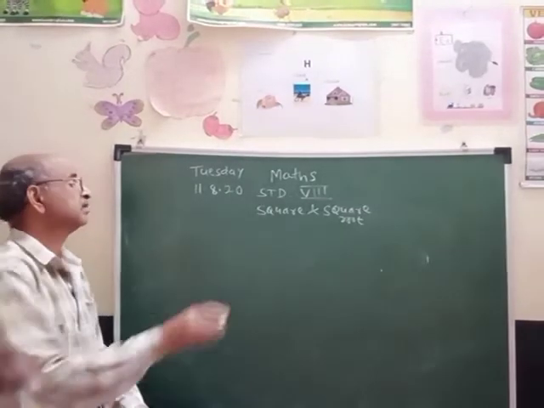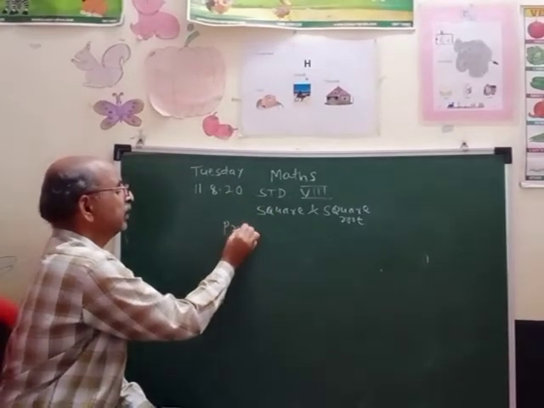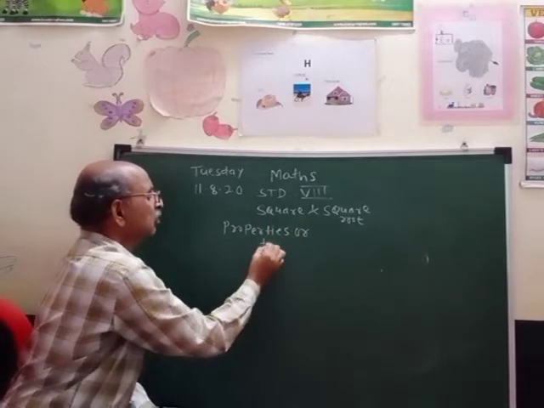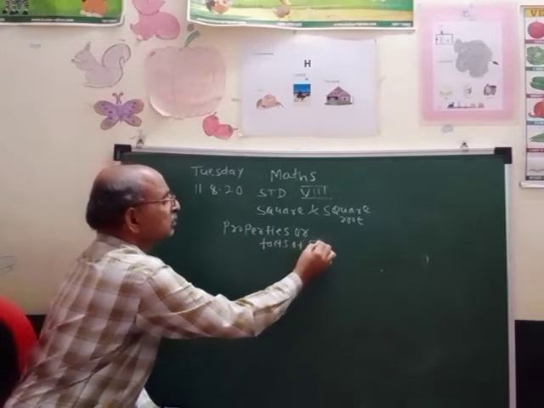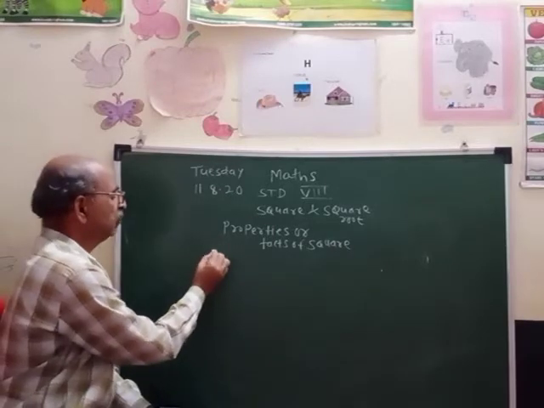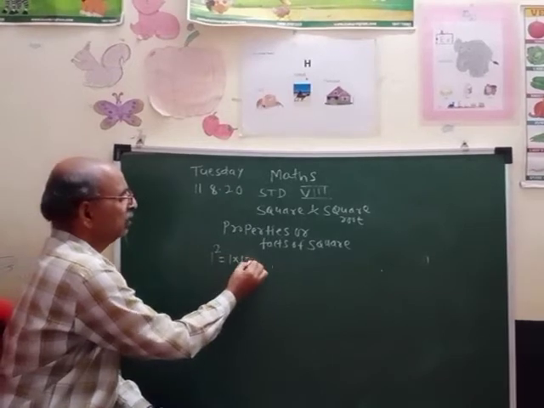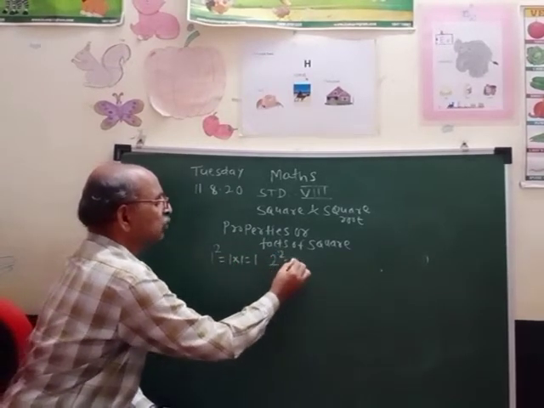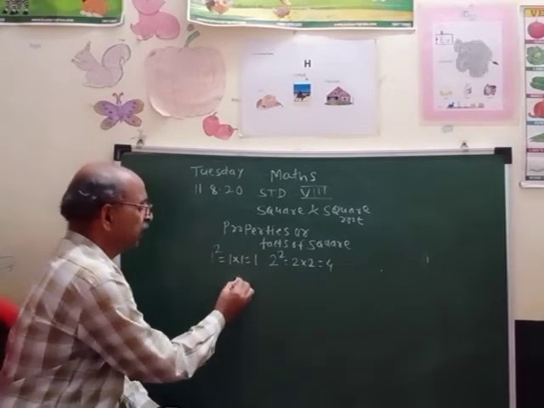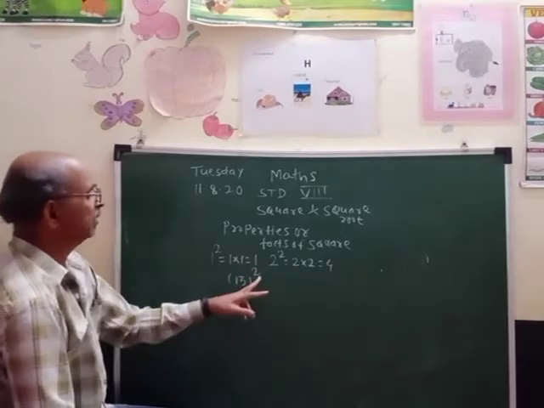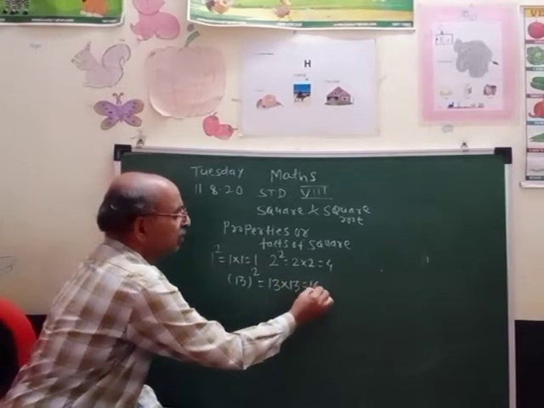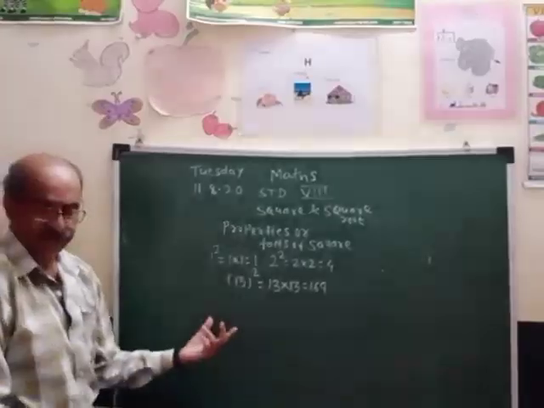Now we see some properties or facts of squares. To make a square, I will write 1 square. So 1 square is 1 into 1, that is 1. 2 square is 2 into 2, that is 4. In this way we can make the square of any number. Suppose we take 13 square. So 13 is the base and square means 2 times. So 13 into 13, that is 169. In this way we can find the square of any natural number.